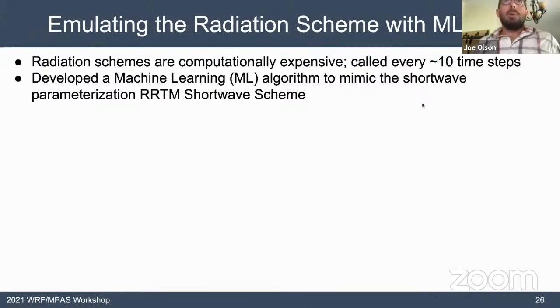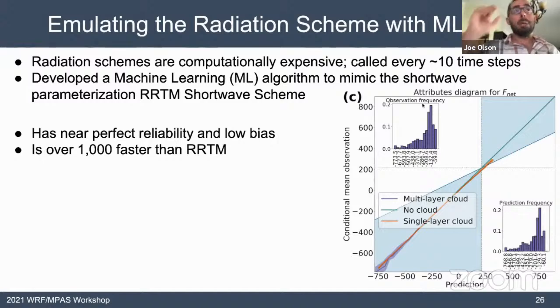Because radiation schemes are so expensive, they're called every 10, 15 time steps or so. We are still experimenting with some machine learning techniques, with pretty promising results so far. There's near perfect reliability and low bias. If you plot the net radiation observed versus what's predicted for a few different cloud scenarios, namely the multi-cloud, no cloud, and single layer cloud scenarios, you can see the bias is pretty small overall.